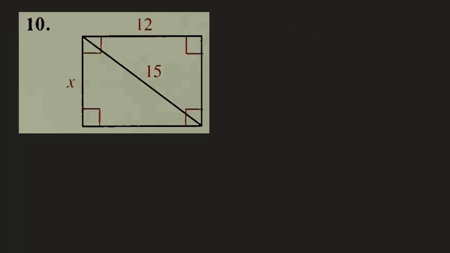Nice. Okay, number 10. Now, it's a rectangle cut in half, which is 2 triangles. So hopefully you can see those 2 triangles right there. And I'll just isolate the triangle by drawing it. And it's something like this, where this is the right angle. The hypotenuse is going to be 15. One of the legs is 12. And this side's x.